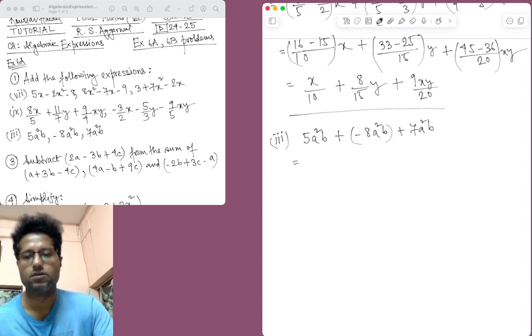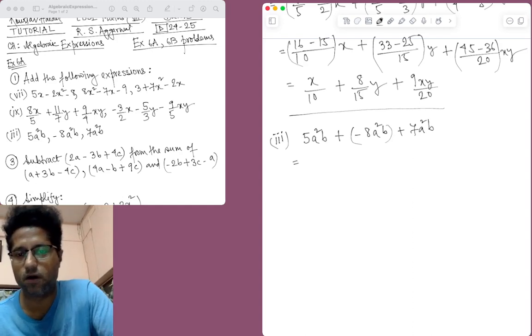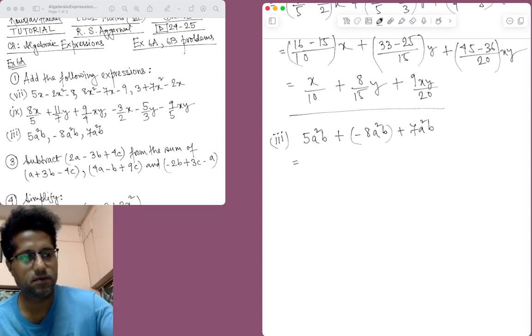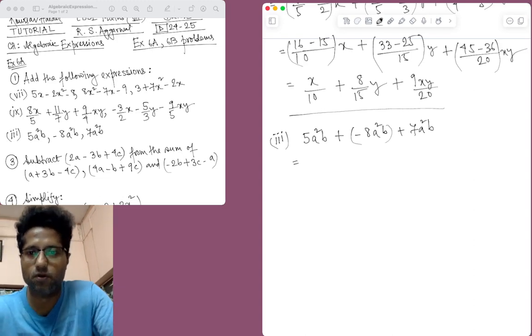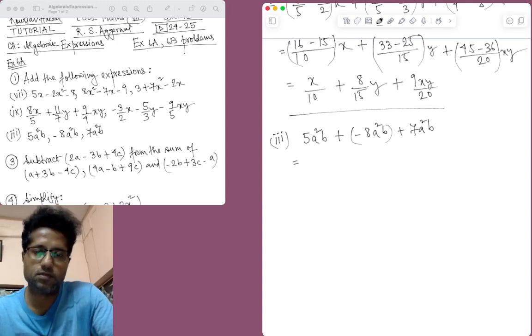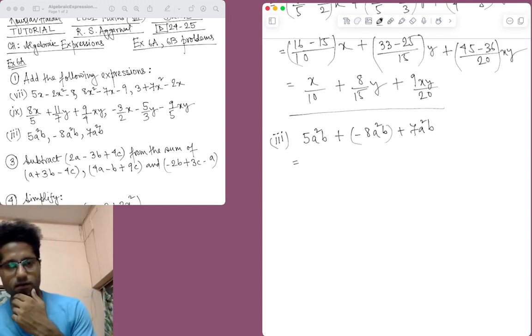Now this is equal to, since all the terms are like terms having the literal coefficient of a square b, we can add the like terms as we have discussed in the previous video while solving the 10 MCQ. If you have not watched the previous video where I solved 10 MCQ, just to refresh your concepts from class 6, that is addition of like terms, subtraction of like terms, and addition and subtraction of algebraic expressions, I highly suggest that you please watch the previous video.